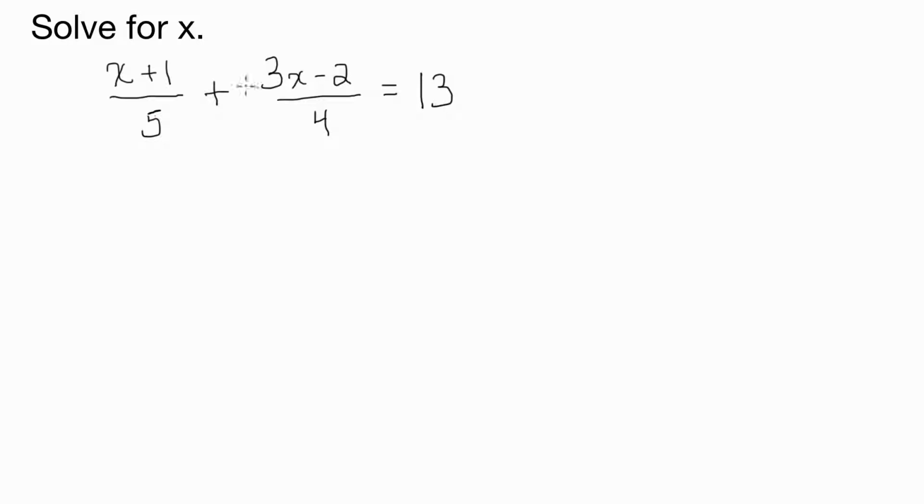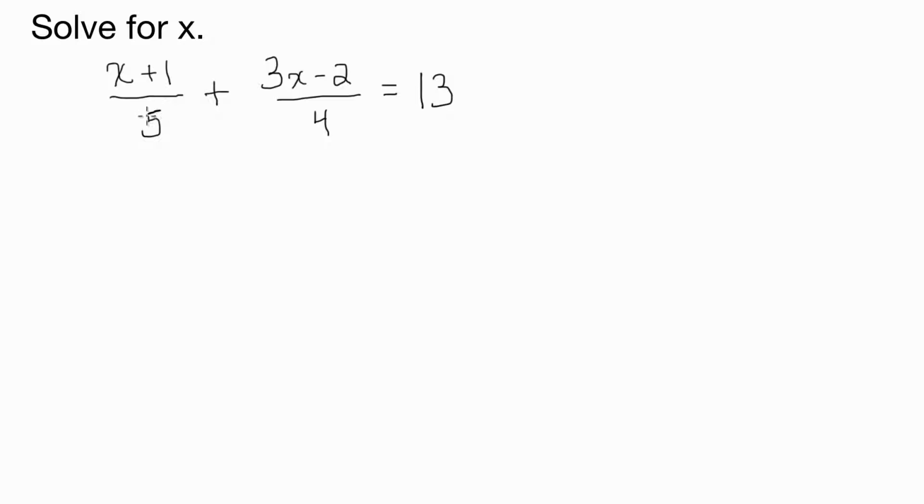So take a look. I have here, we're solving for x. So I have here the quantity x plus 1 divided by 5 plus the quantity 3x minus 2 divided by 4 equals 13, and I want to solve for x. So I have two fractions here, x plus 1 over 5 and 3x minus 2 over 4, and let's just get rid of them. Okay, so we're going to get rid of them one at a time.